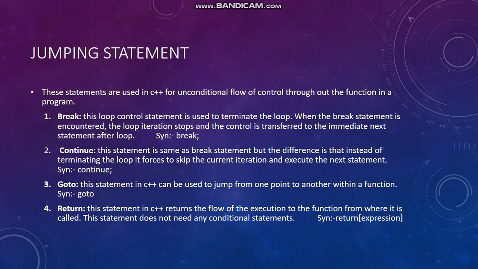Today we are going to learn about jumping statements. The concept of a jumping statement in C++ is to change the direction of execution flow according to a specific condition, or to terminate or continue a looping process until some condition is satisfied. Jumping statements are used in C++ for unconditional flow of control throughout the function in a program.